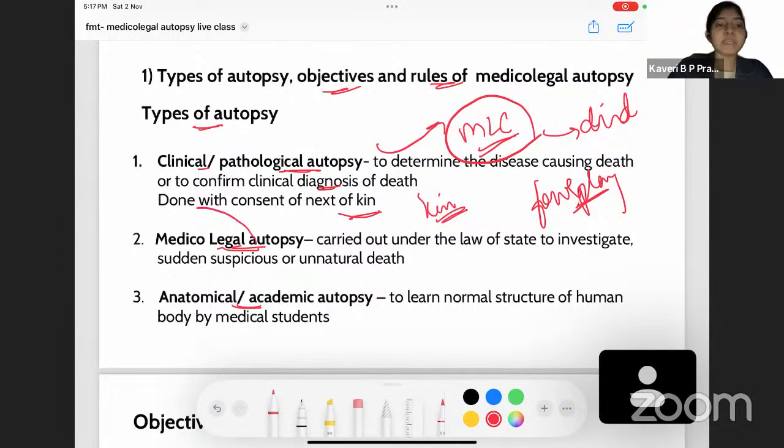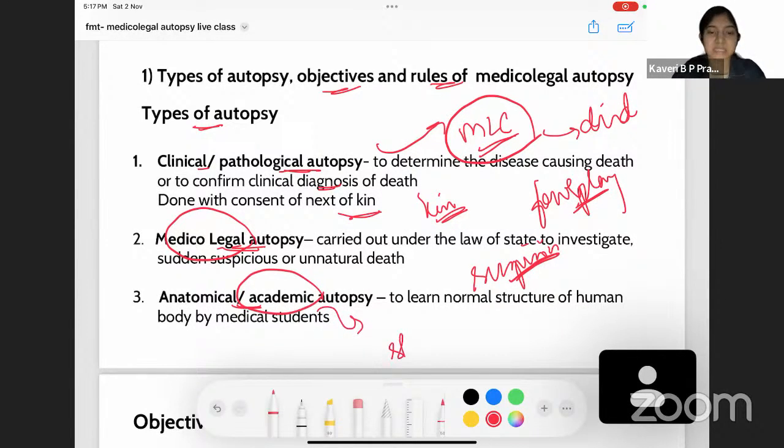Okay. And the medical legal autopsy is the same whenever there is any suspicion about the death, that is, any foul play is suspected, then you do the medical legal autopsy. Coming to the academic autopsy, as the name suggests, academic, this is something that has to do with studies. It is done in order to learn the normal structure of the human body by medical students.